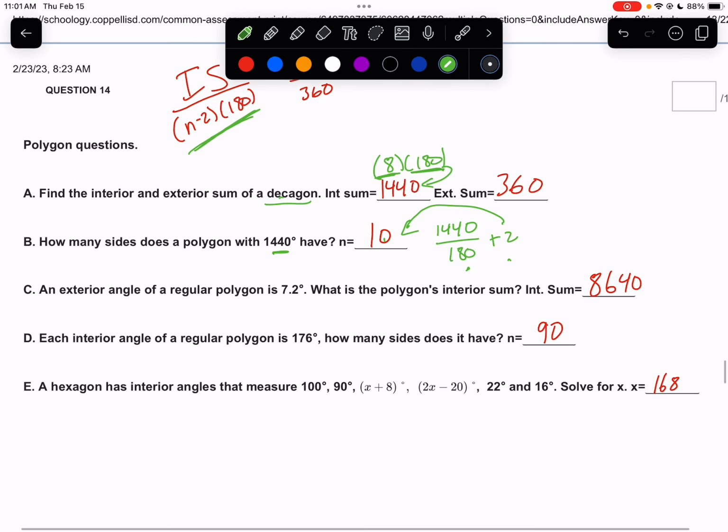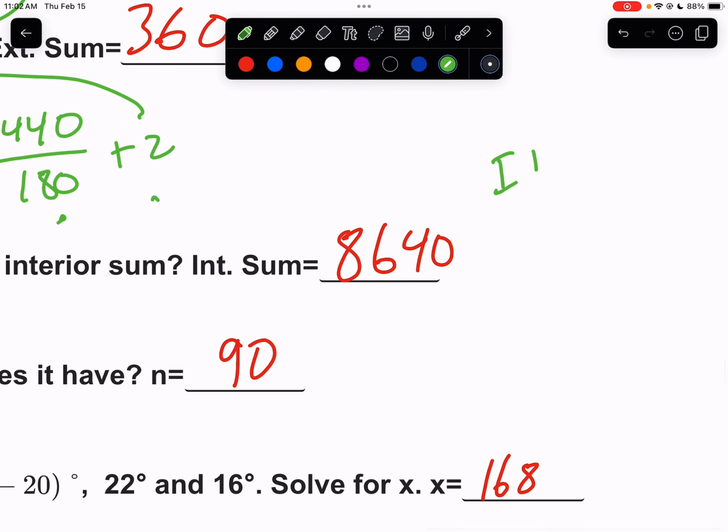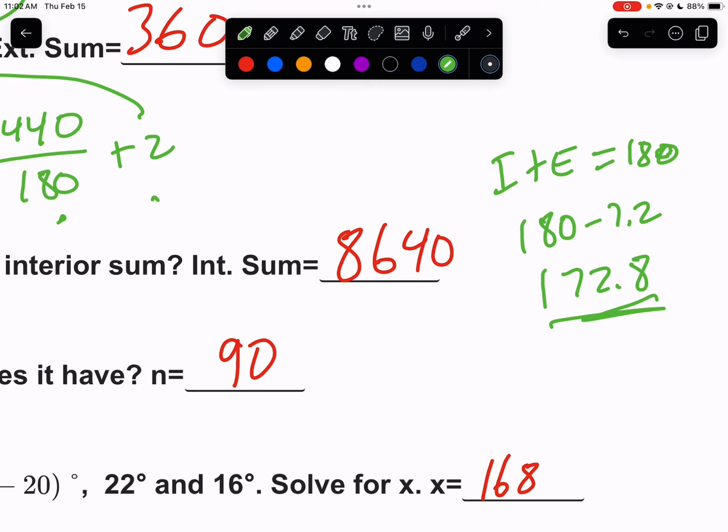An exterior angle is 7.2. What's the interior sum? Well, if the exterior angle is 7.2, remember that I plus E equals 180. So it'd be 180 minus 7.2. That's going to be 172.8. I don't want to be wrong on camera. Let me do that in the calculator. Yeah, 172.8.